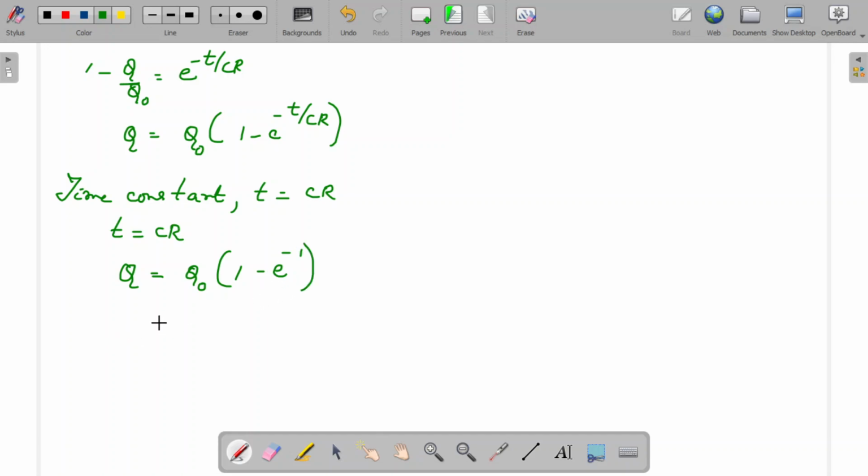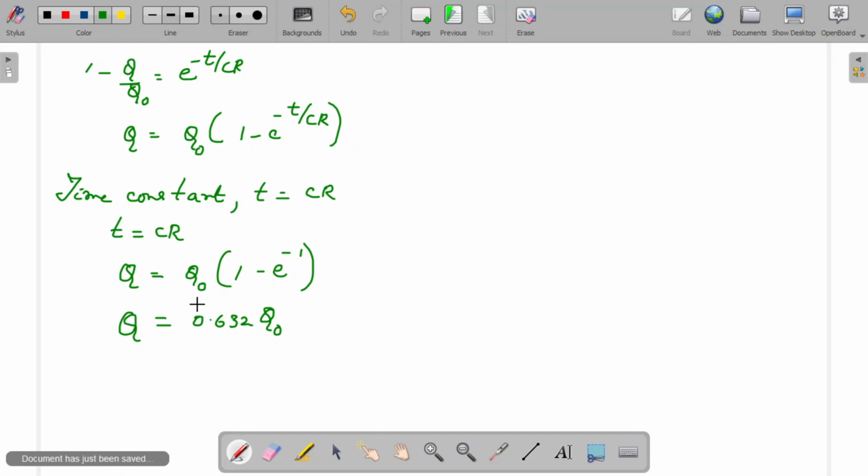Okay, so that becomes equal to 0.63. Just find out 1 by e, then subtract that from 1, and you will get 0.632 Q0. Here, the time constant is that value of time which, when you put it in this relation, makes this e become e raised to minus 1, that is, 1 upon e. So that is actually the significance of this time constant.